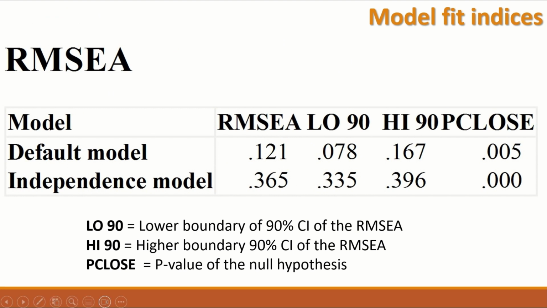As shown here in this table, the RMSEA value is 0.12, so it is a poor fit, and the lower boundary, the higher boundary, and the p-value for the null hypothesis are given here. So this value should be less than 0.05 to be excellent.